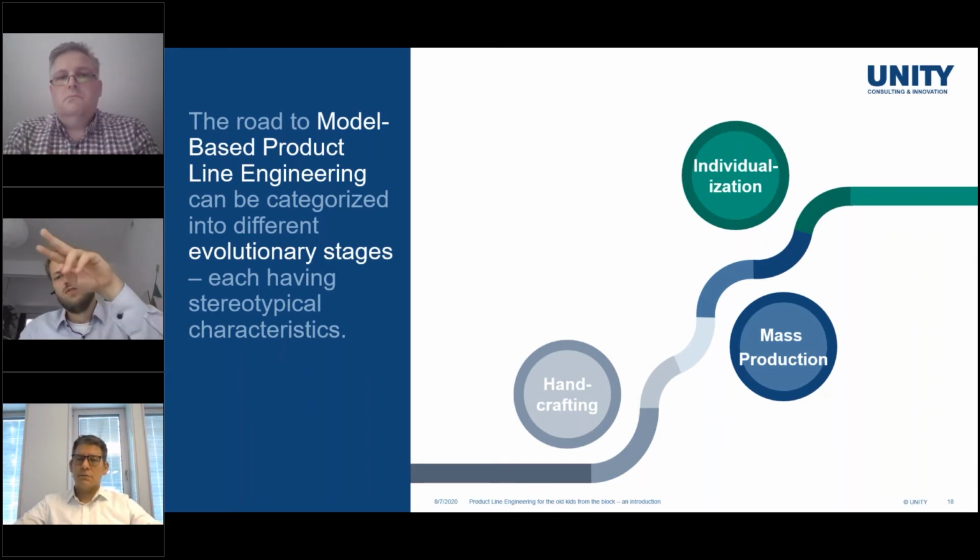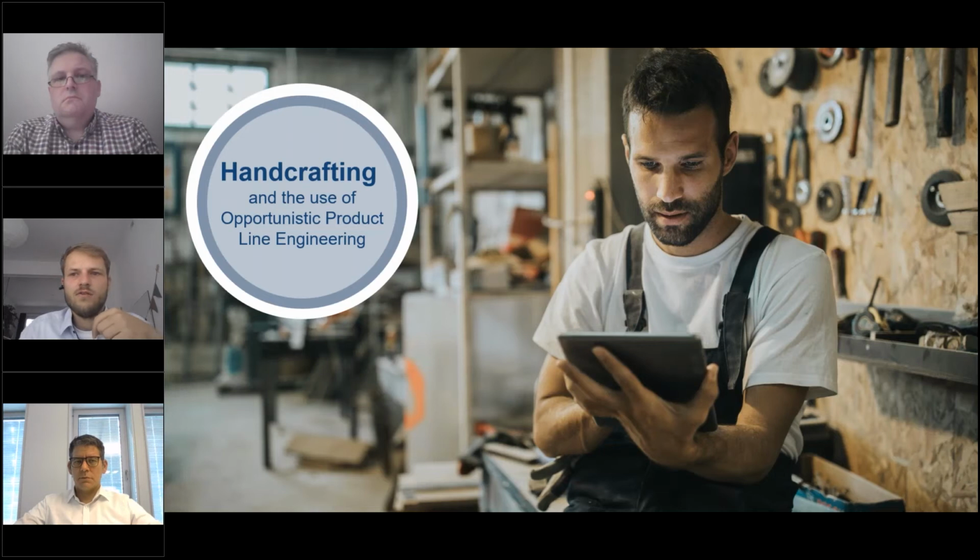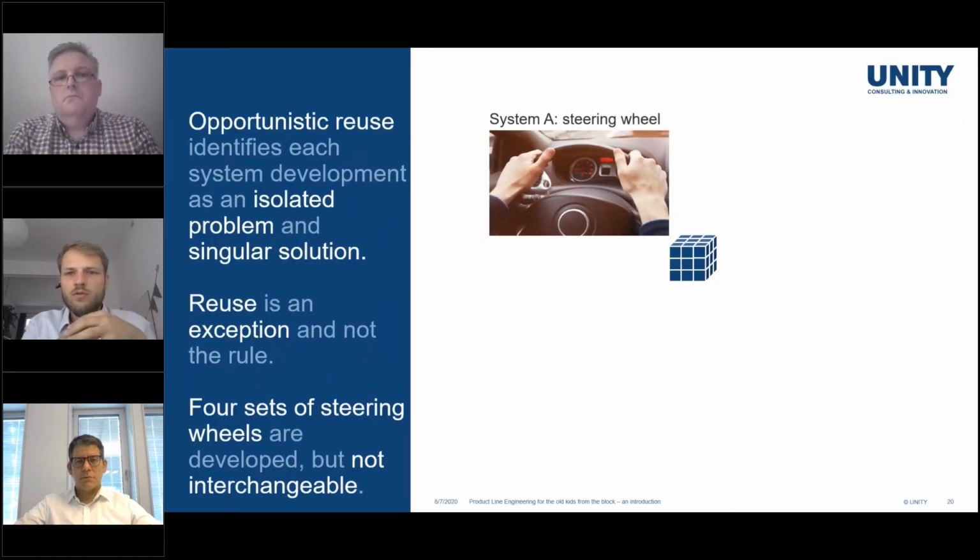All of these three stages have different stereotypical characteristics, and I will explain all of those stages and give you an idea how they are embedded into the organization. Starting with handcrafting, the technical term for that is opportunistic product line engineering. Opportunistic reuse treats each system development as an isolated problem with a singular solution. This is common in many organizations that we see, and I want to explain that by giving an example.